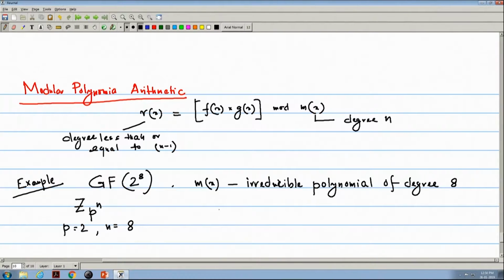First we choose m(x). Now, there are many irreducible polynomials of degree 8. We choose here one very popular irreducible polynomial of degree 8. Normally, this is used in the standard algorithm of AES in cryptography. So, we choose m(x) equal to x to the power 8 plus x to the power 4 plus x to the power 3 plus x plus 1. This is one of the irreducible polynomials. There are many irreducible polynomials of degree 8, so we take one here.